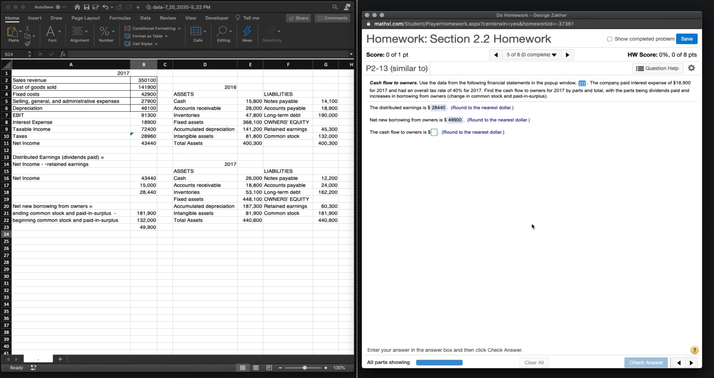All right, so finally we need to figure out the cash flow to owners. And that's just going to be the difference between our distributed earnings or our dividends minus the net new borrowing from owners. So in this case, it's going to be our dividends minus the net new borrowing from owners. All right, wonderful. Happy financing.